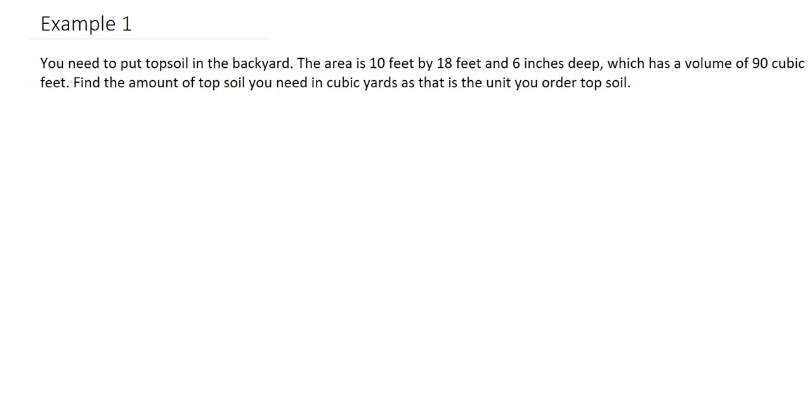Example 1. You need to put topsoil in the backyard. The area is 10 feet by 18 feet and 6 inches deep, which has a volume of 90 cubic feet. We're going to find the amount of topsoil you need in cubic yards, as that is the unit you order topsoil in. This is just telling us all the dimensions of the area, and when you calculate that out, you get a volume of 90 cubic feet, because you need to fill not only the length and the width, but also the depth. So that's 90 cubic feet.